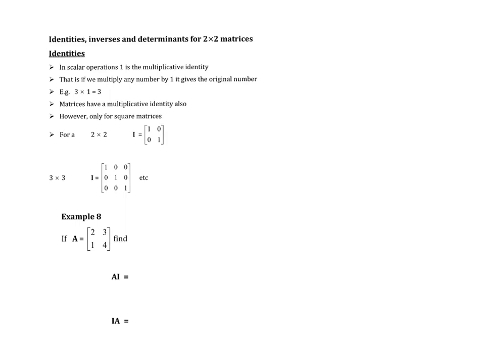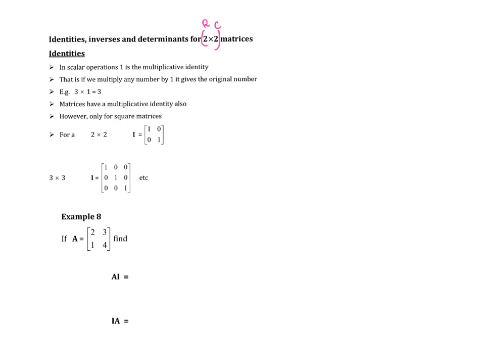So today we are looking at identities, inverses, and the determinants of 2x2 matrices. So the only maximum that you're ever going to be asked to do manually of these things is with a 2x2. So just to recap, what do we mean by a 2x2? That is 2 rows and 2 columns.